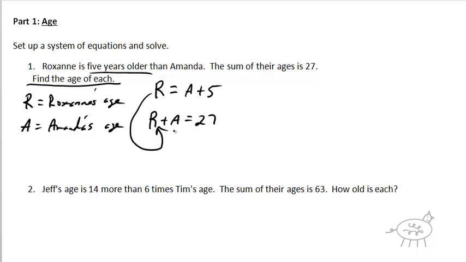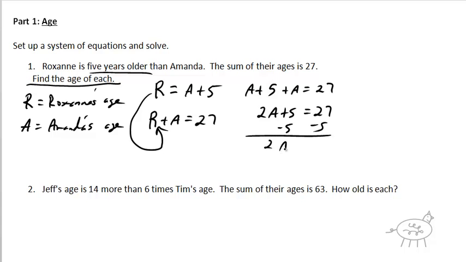Now we just substitute that in for R. And so we have R, which is A plus 5, plus A is equal to 27. So 2A plus 5 equals 27. Subtract 5, so 2A is equal to 22. And divide by 2, A is equal to 11. So that's Amanda's age. So Amanda is 11 years old.